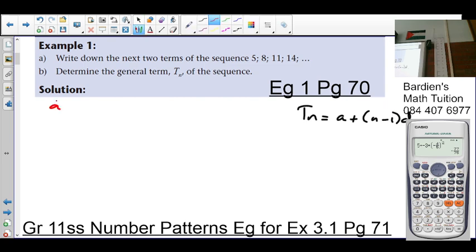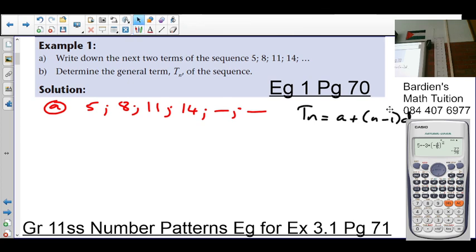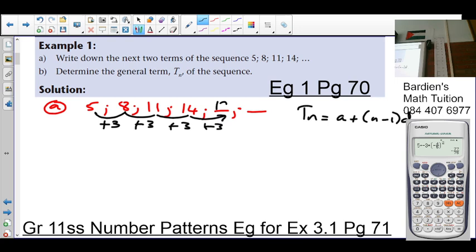Okay, so let's look at A. It says write down the next two terms of the sequence. We've got 5, 8, 11, 14. The next two terms. So how do I move from one term to the next? We're adding 3. So if I add 3 to 14, what do I get? 17, and 3 plus 17 is 20. So the next two terms in the sequence are 17 and 20.